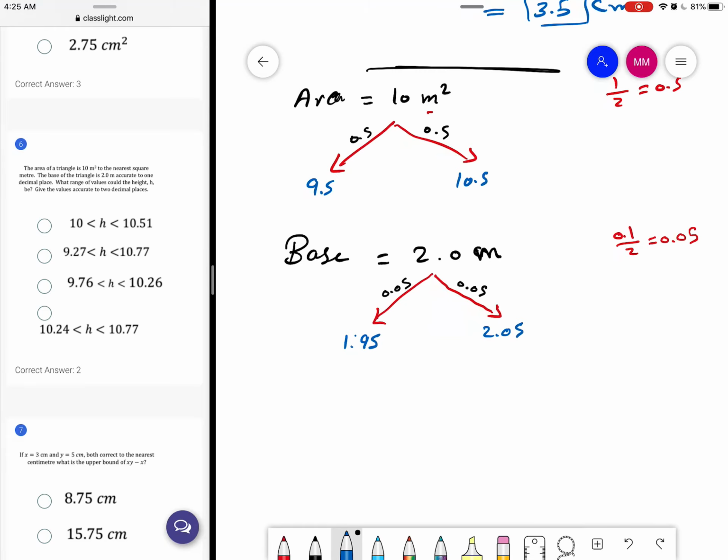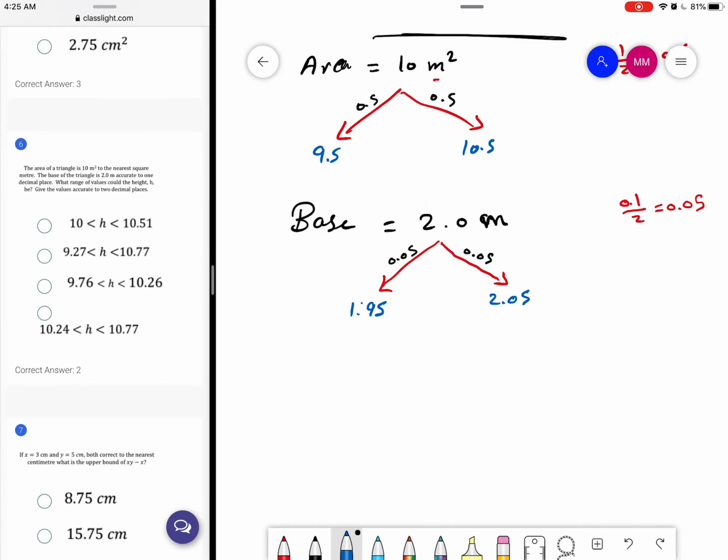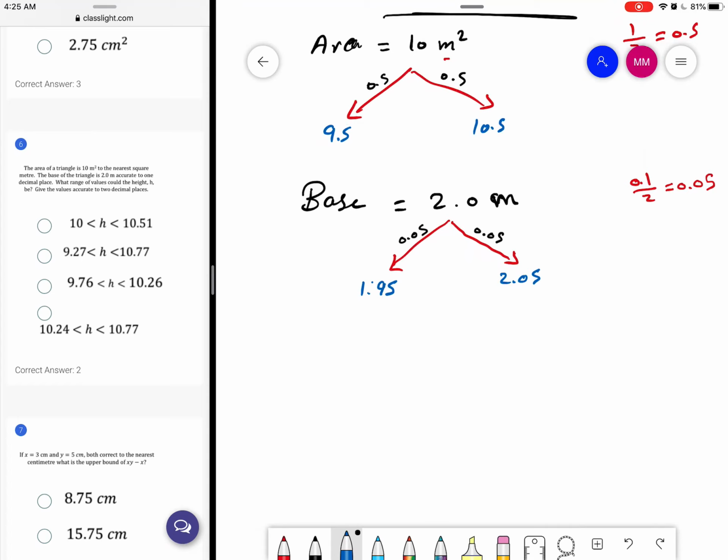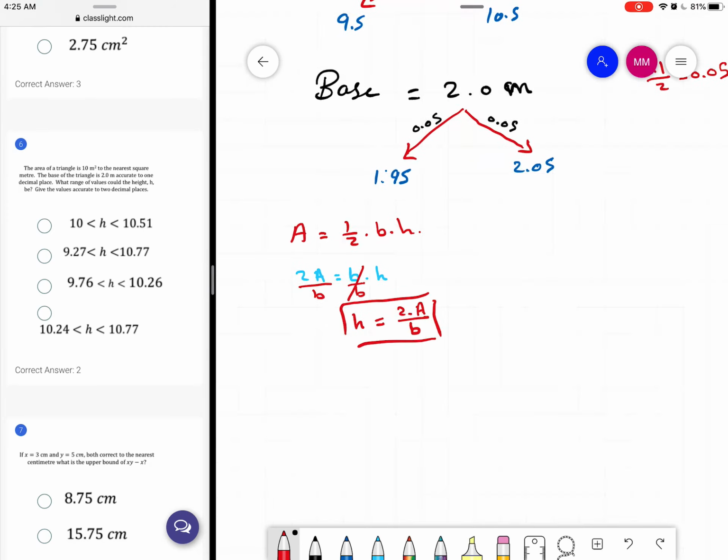After that he said, what is the range of values? Okay, could the height HP give your values accurate to 2 decimal places? So how to calculate the height? First, we know that the rule of area equal half times base times the height. To calculate the height, we will do cross multiplication, 2 multiply A, so base multiply height equal 2A, right? Then divide here by base and here by base. So actually height will equal 2 multiply A divided by B. So this is our rule.